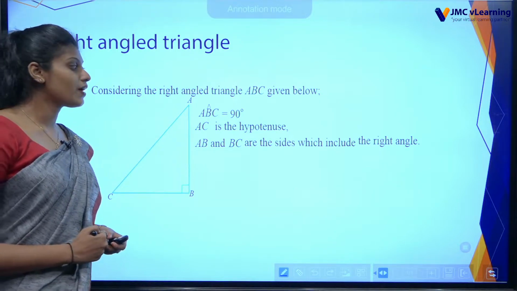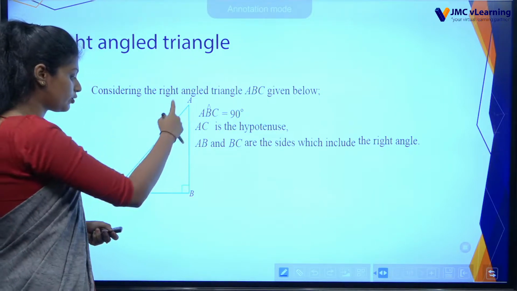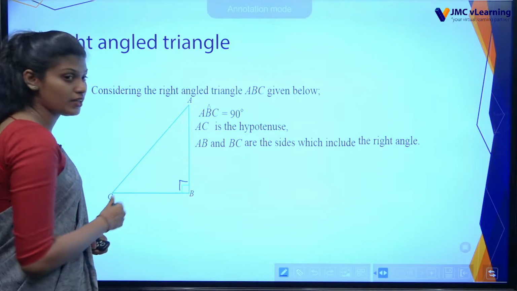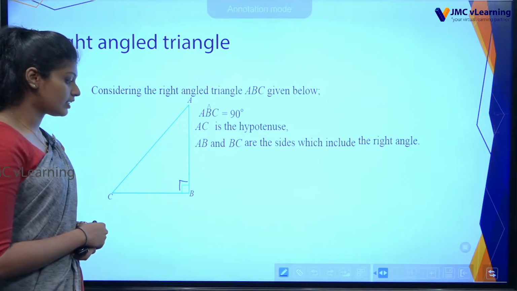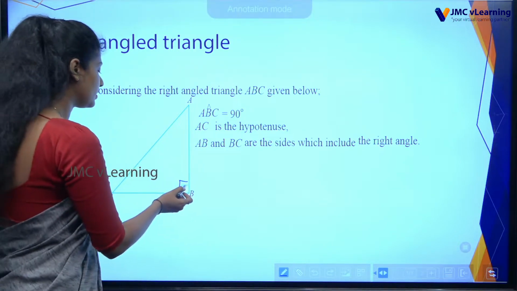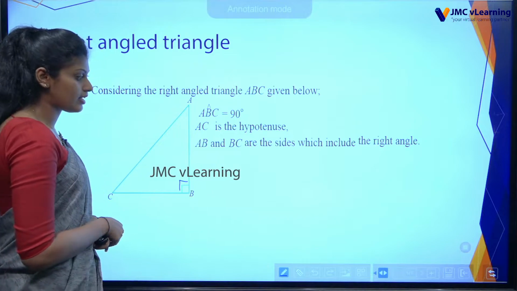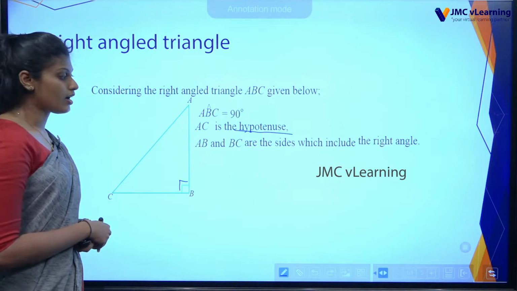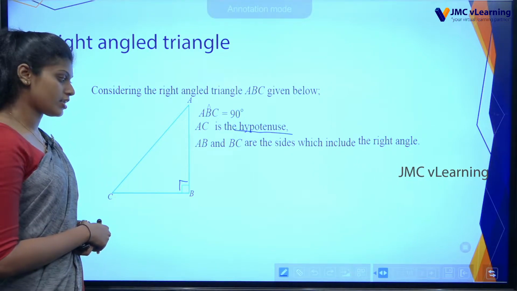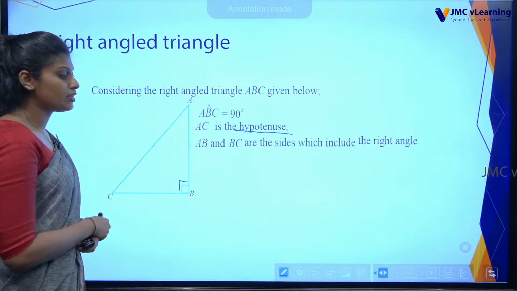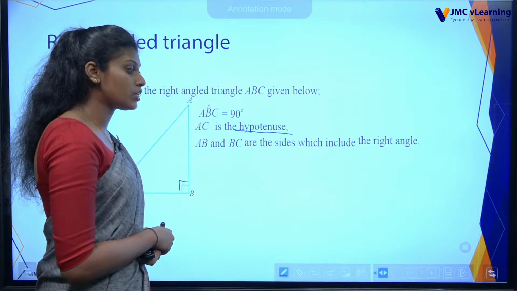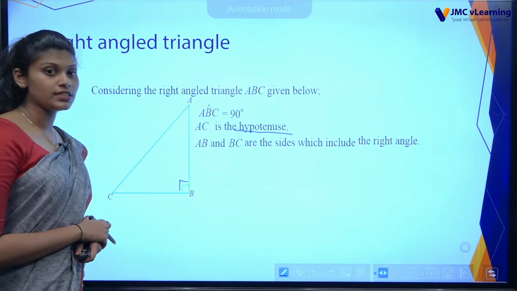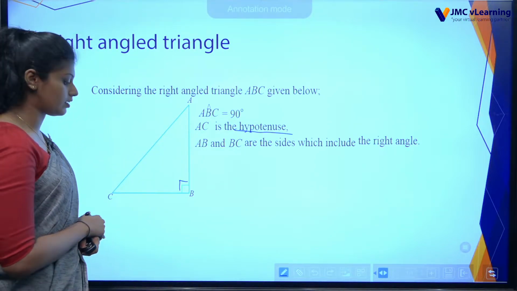Considering the right angle triangle ABC given below, you can see triangle ABC and this angle B is 90 degrees. Then we call the side opposite the right angle the hypotenuse. That means here side AC we are calling the hypotenuse. And AB and BC are the sides which include the right angle. These are the names for the sides in the right angle triangle.